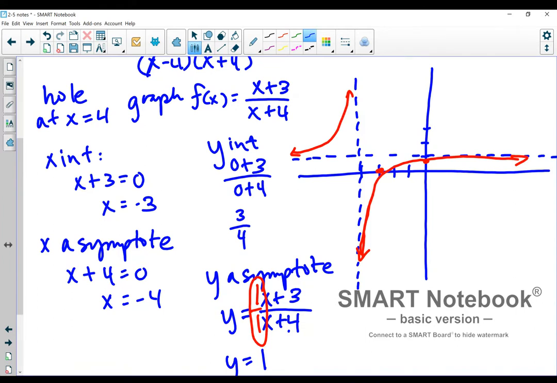But I do need to add in that hole. So at 1, 2, 3, 4, I have a hole. That means where x is 4, I'm going to go up to where my graph is, and I'm just going to draw a circle to show a hole.